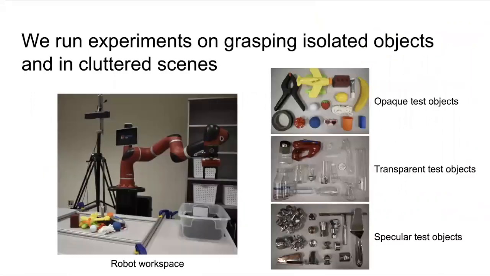We evaluated our method on grasping both isolated objects and objects in clutter. We evaluated our method on sets of opaque, transparent, and specular objects with 15 objects in each set as shown here. These objects are separate from the ones used for training. The task is to pick up objects in the workspace and place them into a bin.